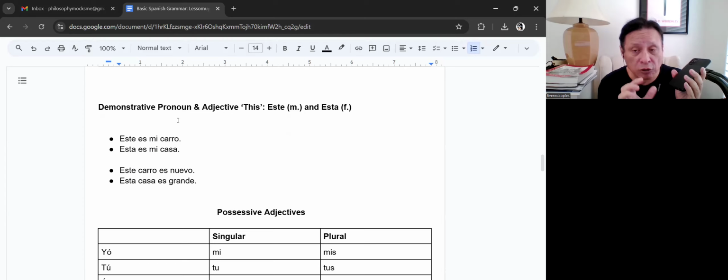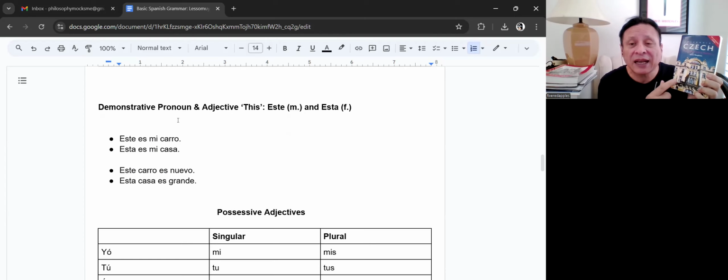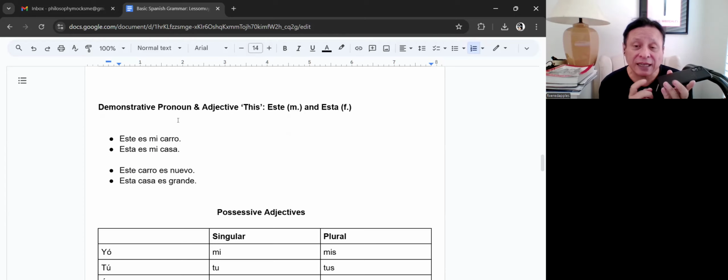This, alone, is a pronoun. And then if I say something like esta es mi casa, let's pretend this picture here is my house. I'm just pointing to my house and saying, esta es mi casa. Pronoun. And esta because casa is feminine, and este because carro is masculine. Now, again, pretending this is my car, este carro. Here este is an adjective because I have the noun carro and it's modifying carro. Adjectives modify nouns.